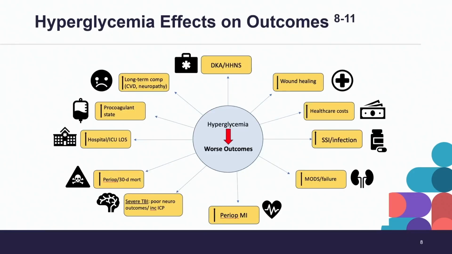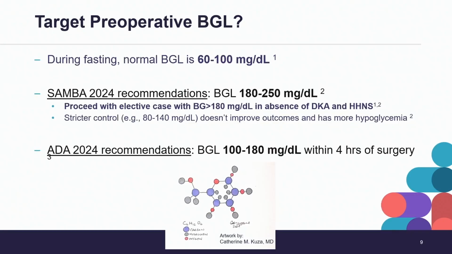So what happens with hyperglycemia? What are the negative effects? The biggest thing in the literature is decreased wound healing, increase in surgical site infections, infections in general. These patients are at increased risk of perioperative cardiac events. And with that, you have increased mortality, worsened outcomes, increased length of stay.